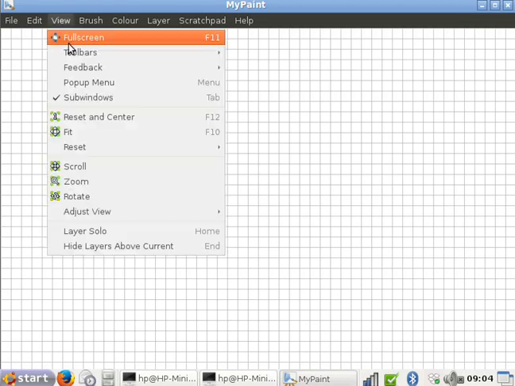B1 now. Alright, this looks fairly straightforward.